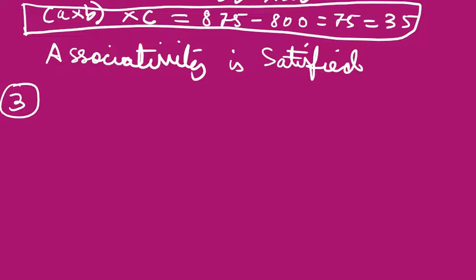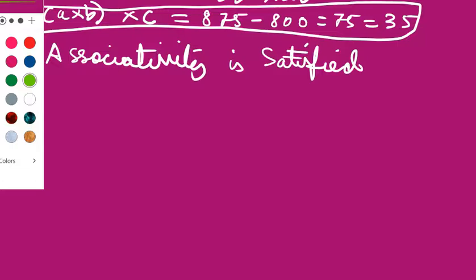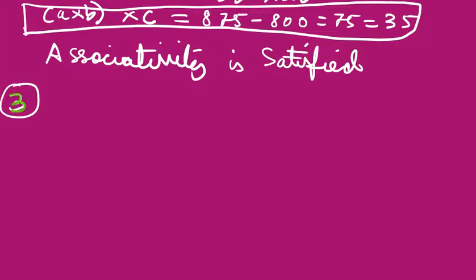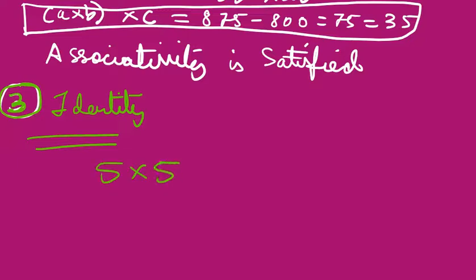So let's write that with a different color because that is important. Okay, so let's write that with green. Third one, identity. How will you find the identity? Let's see. Let's say 5 into 5, that is 25, right? But what about 15 into 15? 15 into 15 is 225, right?